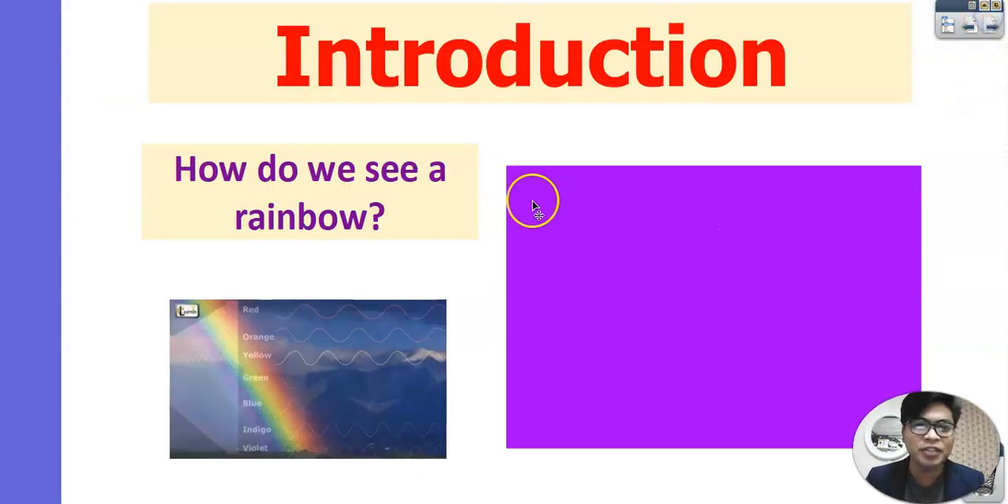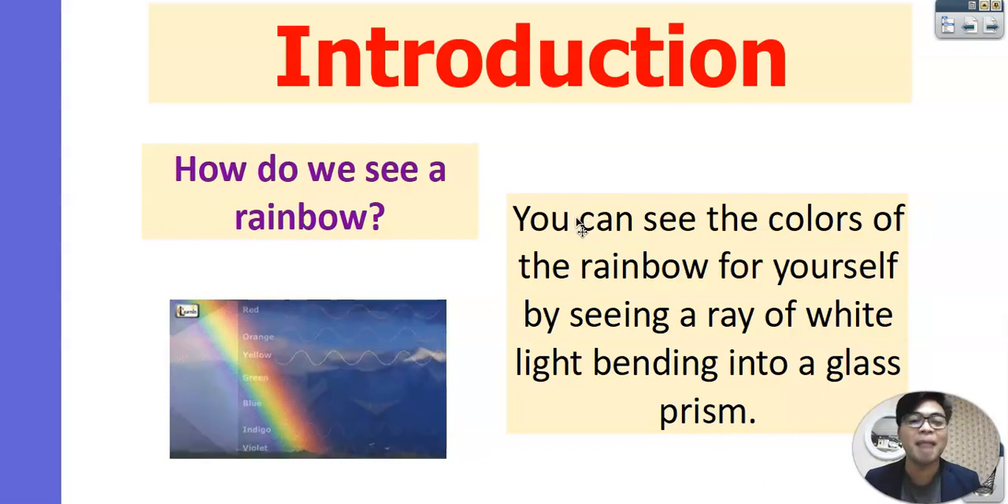So here's the first question. I know that you're really familiar with this one. How do we see a rainbow? So how do you think we see a rainbow? If you look there, it needs to have rain, that is right, or a water droplet to see a rainbow. But usually in the laboratory, we can produce a rainbow by just using a certain kind of material, and we call that the prism.